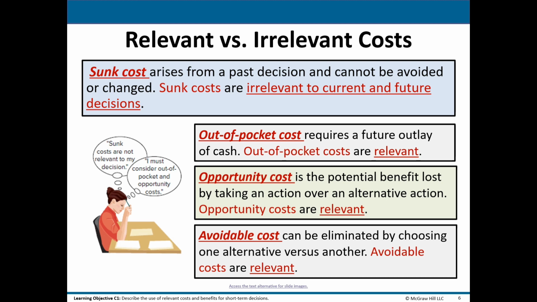Avoidable cost is a cost that can be eliminated by choosing one alternative versus another. An avoidable cost is always relevant. An example is an employee's salary that is avoidable if their work is automated, for example.